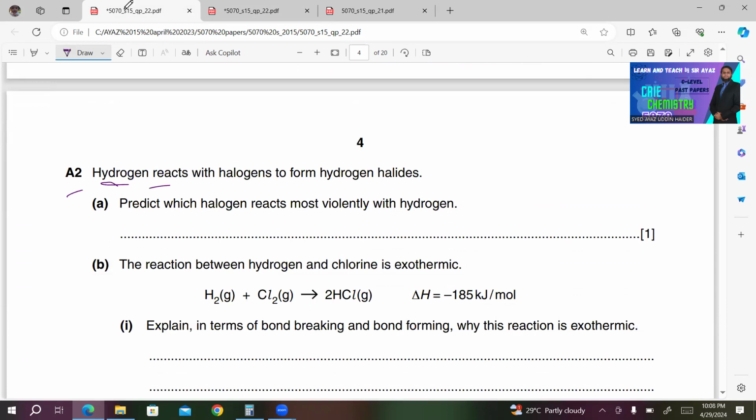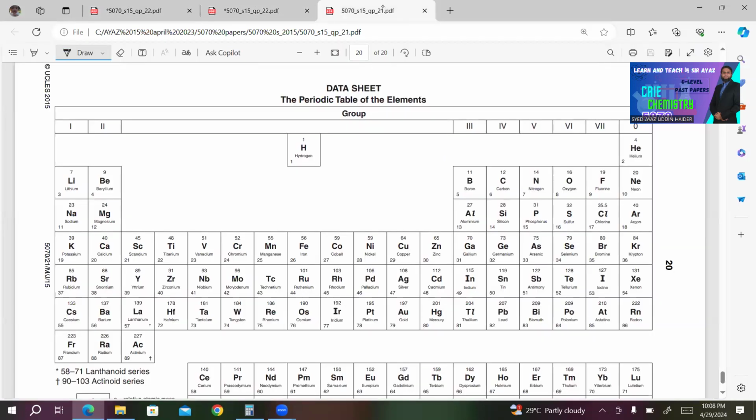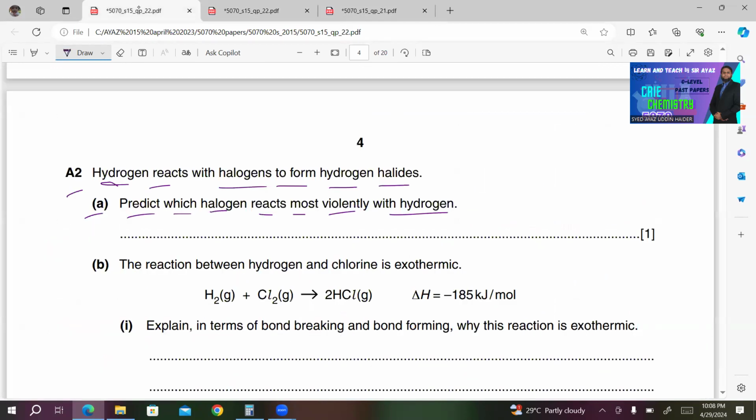A2. Hydrogen reacts with halogens to form hydrogen halides. A. Predict which halogen reacts most violently with hydrogen. These are the halogens, group 7 elements. We have fluorine, chlorine, bromine, iodine, and astatine. So fluorine is the most reactive one. So it must be fluorine, which will react most violently with hydrogen.